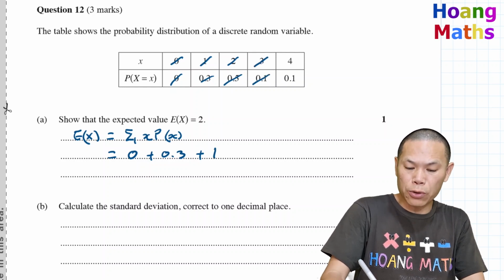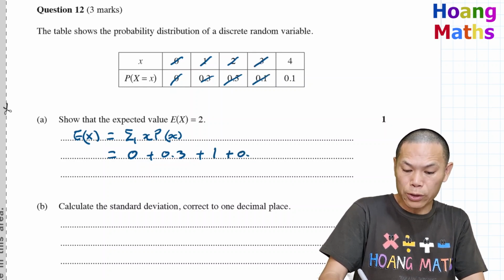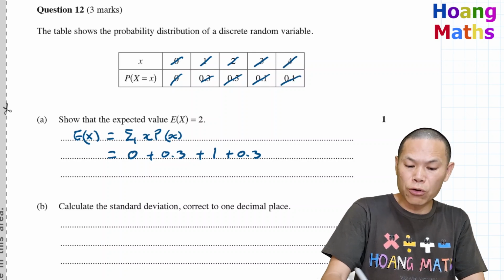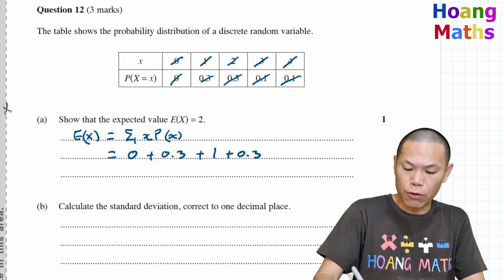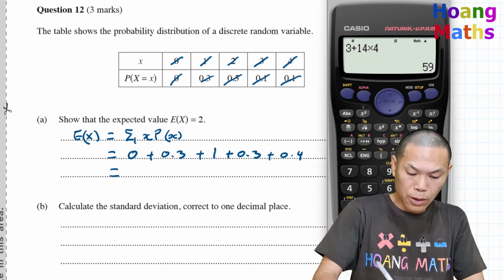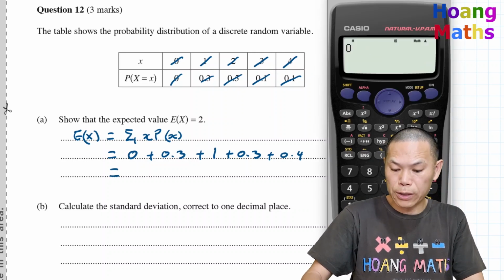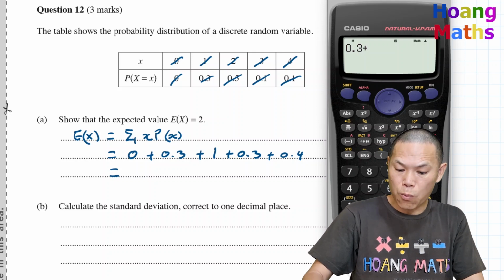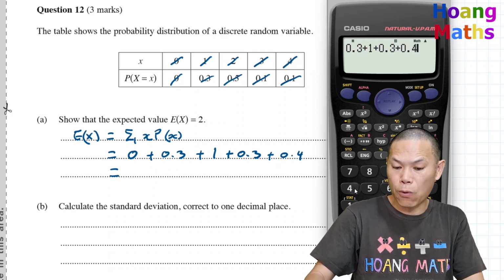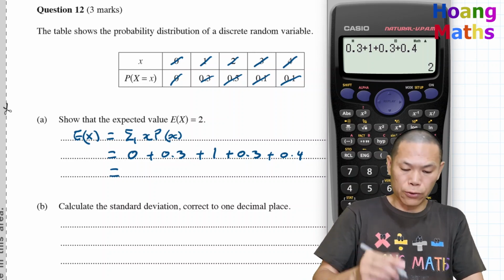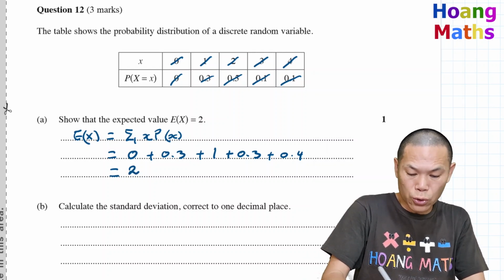And 3 times 0.1, we add 0.3. And 4 times 0.1, so that gives me 0.4. So just go 0.3, we add 1, add 0.3, add 0.4. So there you go. The answer is 2.